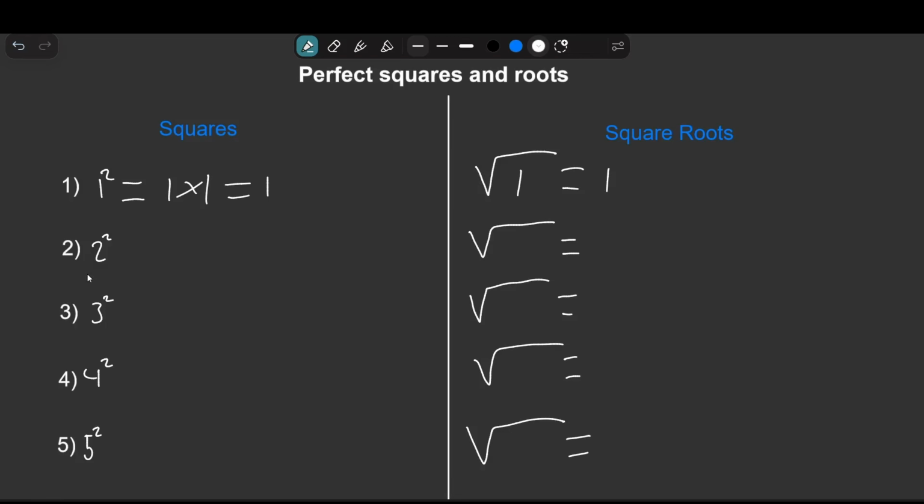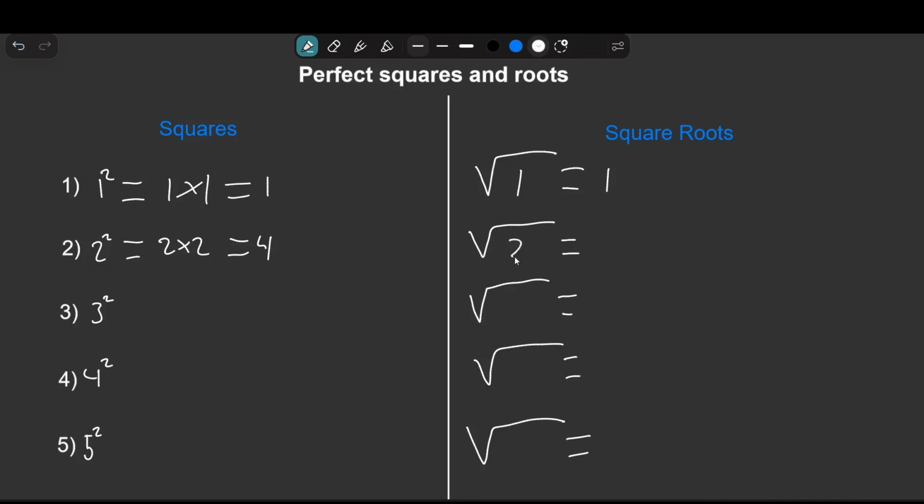Now, let's go over to the second one. We have a 2 squared. So this means, again, we have to multiply the 2 by itself, like this, 2 times 2. This equals 4. So 2 squared equals 4.